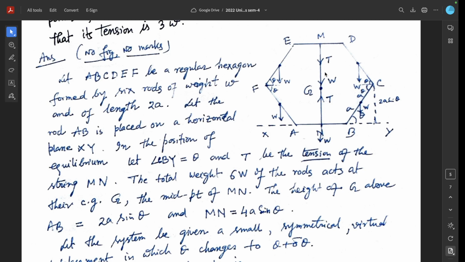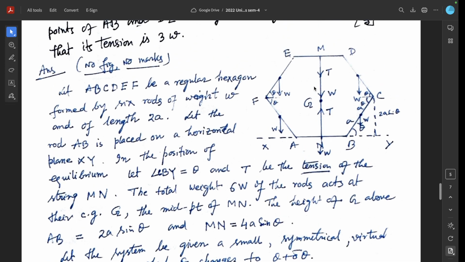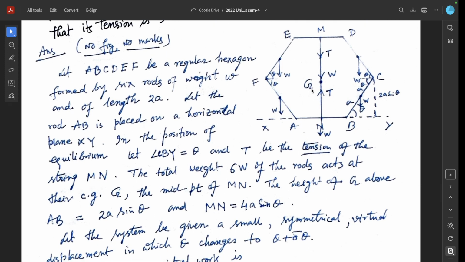The tension acts in the inward direction, and the weight W of each rod acts vertically downwards from the center of gravity of each rod. The total weight is 6W for the six rods, acting at their center of gravity. G is the total resultant center of gravity of this system, so this 6W acts vertically downwards from the point G.